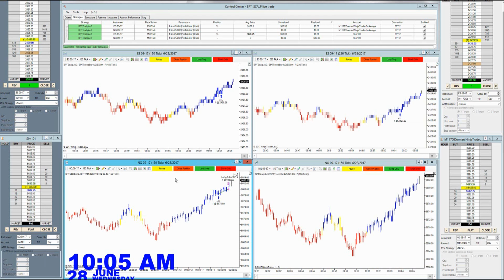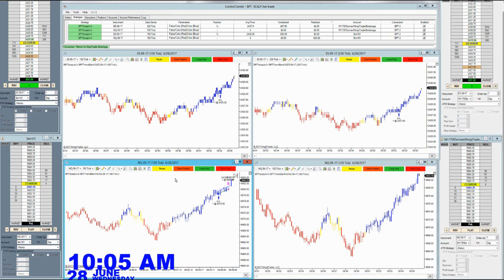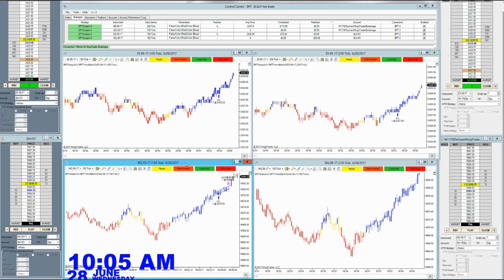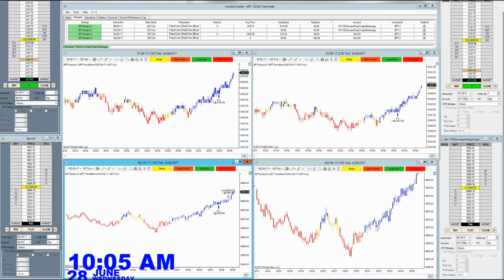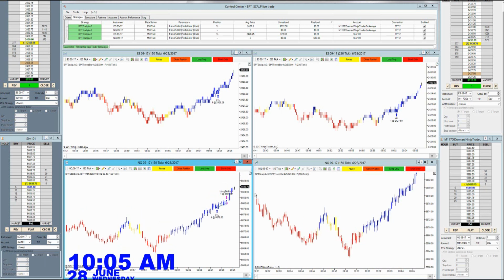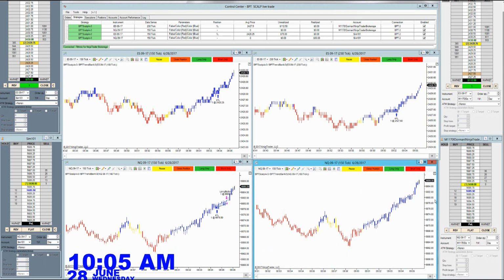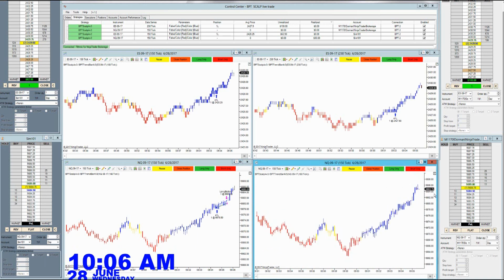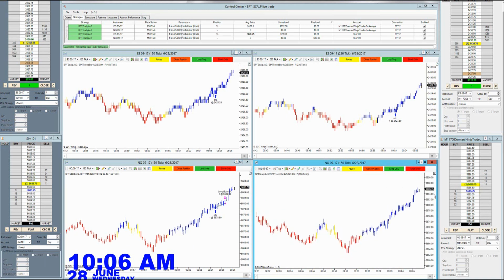But when I was forced to close that trade now, it's going to be a very late trade, which is probably going to go down, and it does exactly what happened. So let's look on the ES to see that.